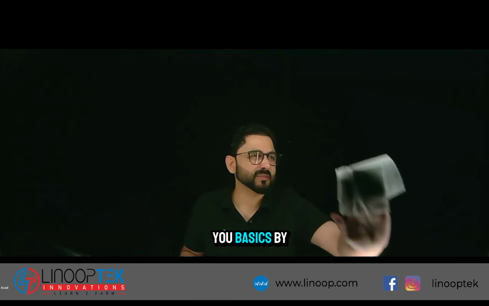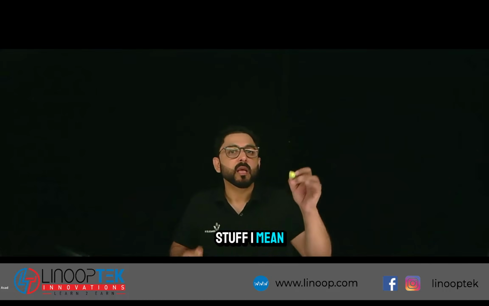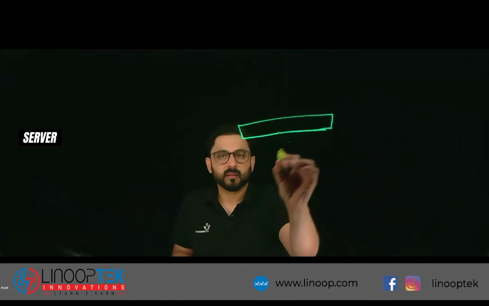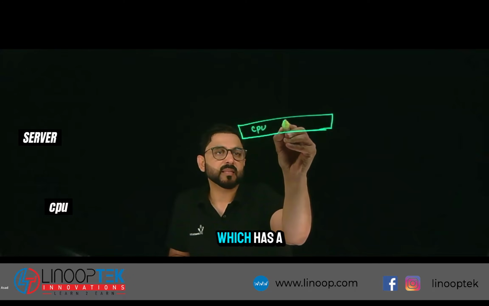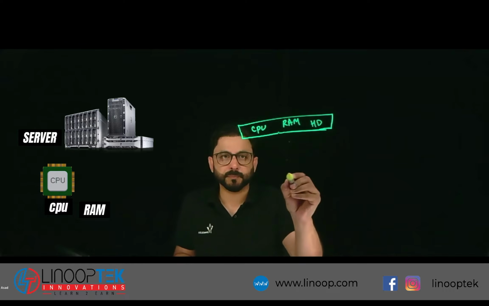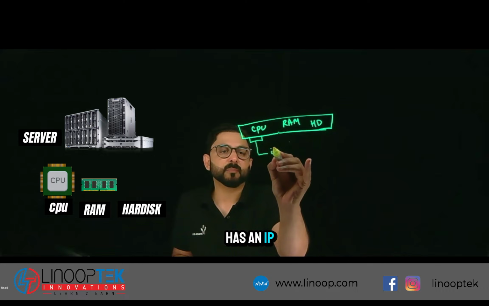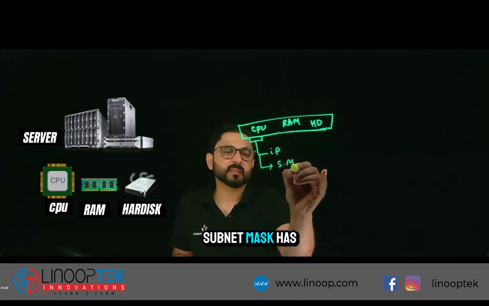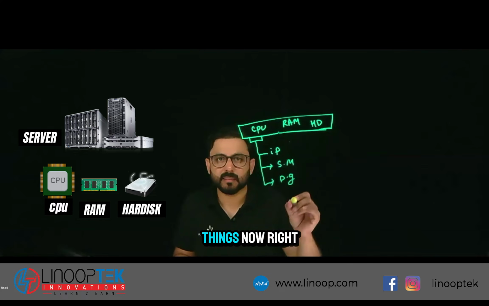I'm not teaching you basics, by the way. I'm teaching you really, really advanced level stuff. I mean, look, if you can understand this concept over here, that there is one server which has a CPU, which has a RAM, and which has a hard drive, and it has a network card. That network card has an IP address, has a subnet mask, has a default gateway. Okay, you know these things now, right?